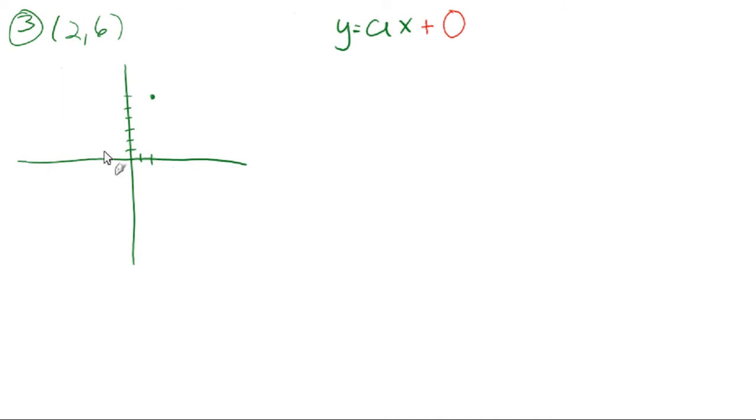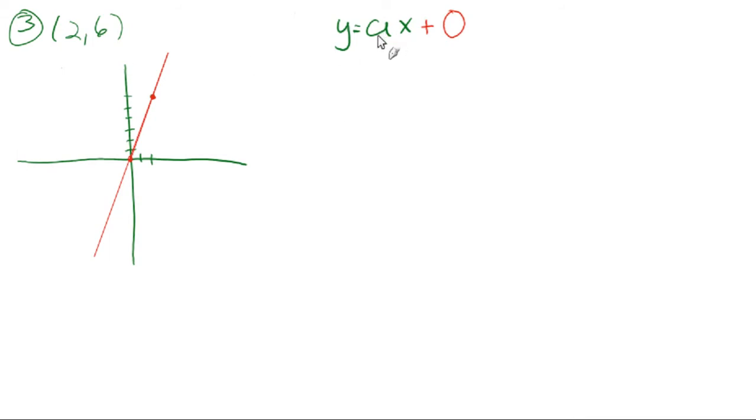So if we go back to the graph, we know we have this point at 2, 6. What other point would we have? Well, every direct variation equation has a y-intercept at 0. So we automatically get that point for free. Okay, there's your line. It goes through the point that was given and the y-intercept of 0. So how do we find the equation?